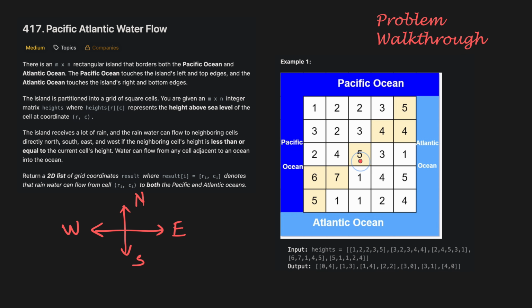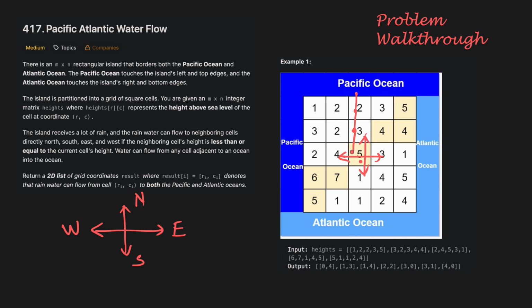Next, let's look at this cell. Water can flow in 4 directions. If it flows north, the height is 3, and water can flow from a higher or equal height to a lower height. So, it will flow and then again up north it has height 2, so it flows further and reaches the Pacific Ocean. But can it reach the Atlantic?